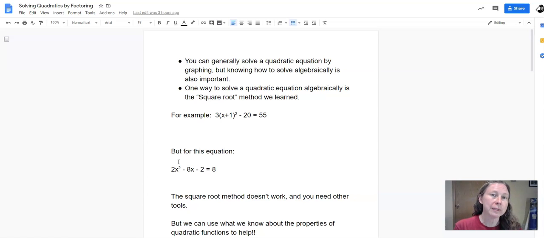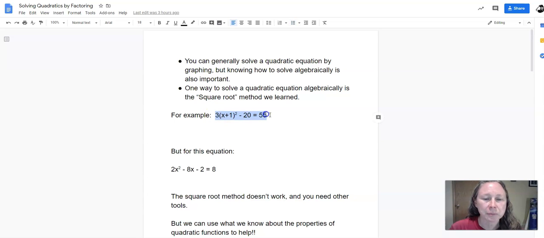But there can be times when it's useful to solve algebraically, because it gets you a more precise answer, and it also lets you massage the equation in other ways. So we're going to learn another algebraic technique today. Now I want to quickly review what we know about solving by square roots and solving algebraically.